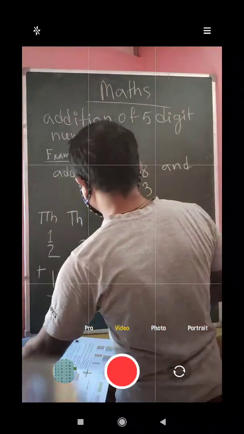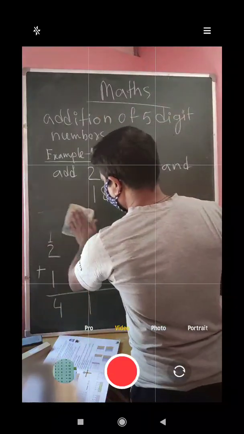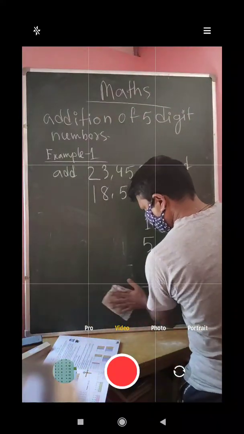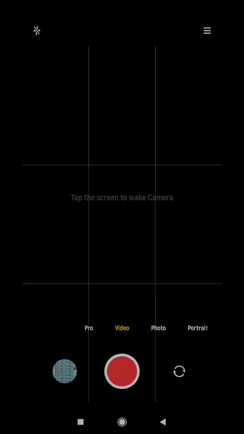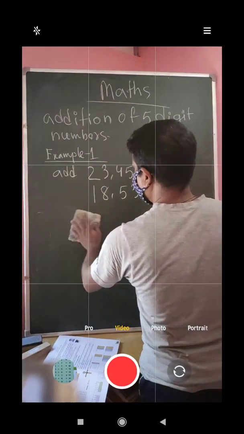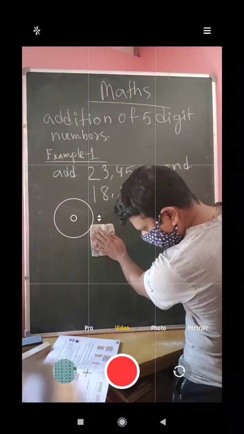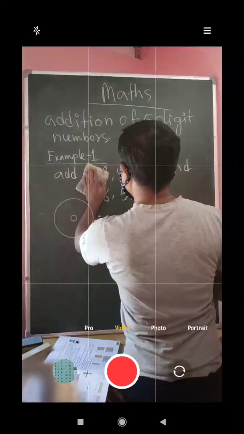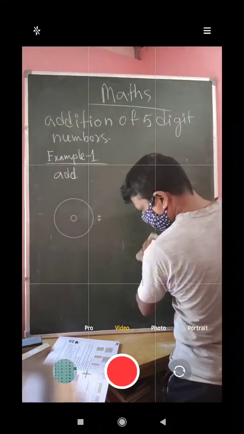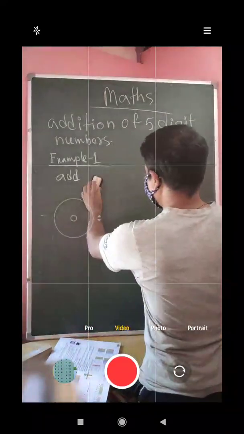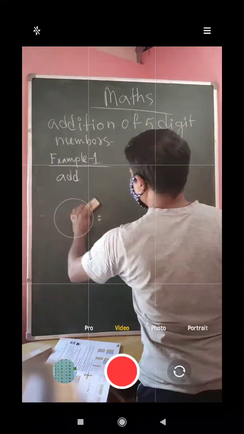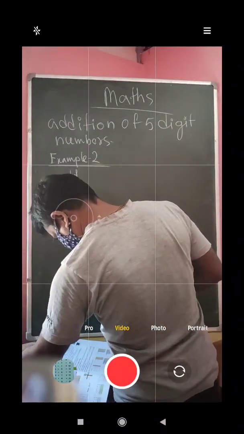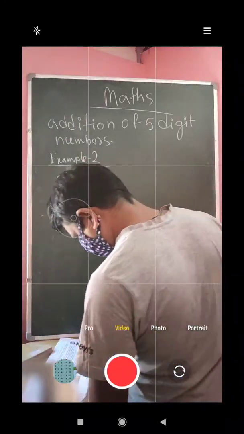This is how we have to perform all the maths in 5-digit numbers. Like this way you have to do. So now we will see the next one. Next one we will see in example 2.